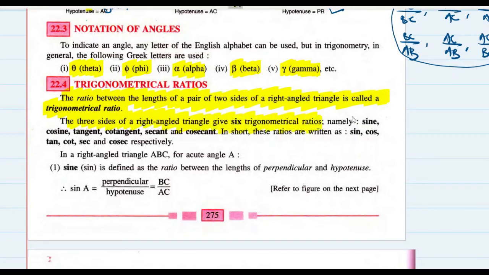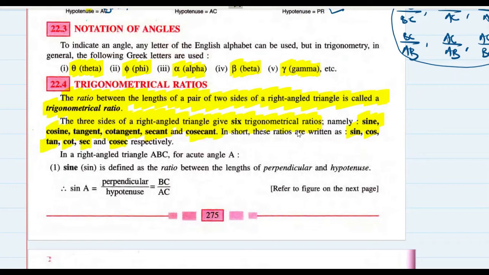So what are the names of these six trigonometrical ratios? The names are sine, cosine, tangent, cotangent, secant, cosecant. In short, these trigonometrical ratios can be written as sin, cos, tan, cot, sec, cosec respectively. Okay, sin, cos, tan, cot, sec, cosec. Sine, cosine, tangent, cotangent, secant, cosecant. These are the names of the six trigonometrical ratios.